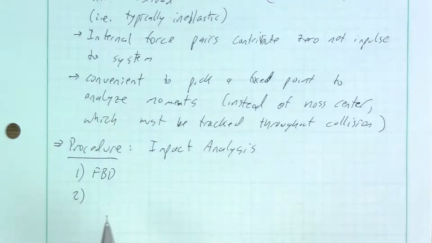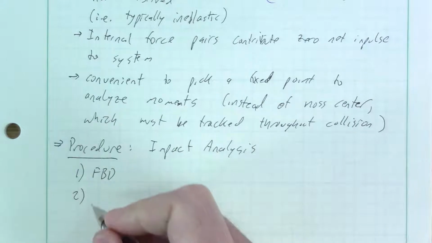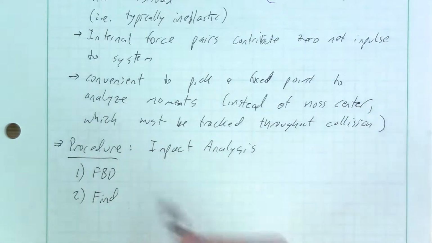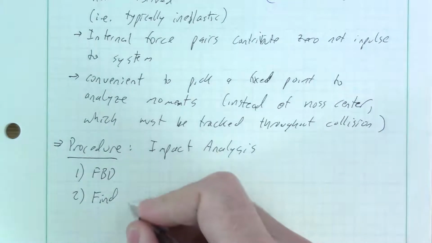Okay, so first we always start with the free body diagram to make sure we're including all the forces in our analysis, so that we're not saying there's zero impulse when actually there is, because there was a reaction force that we forgot about, right?